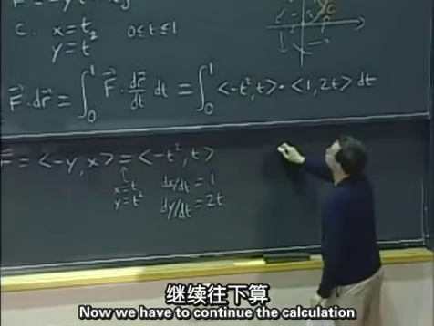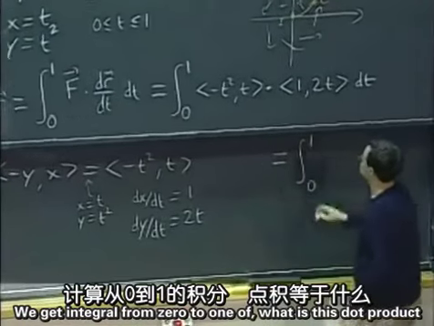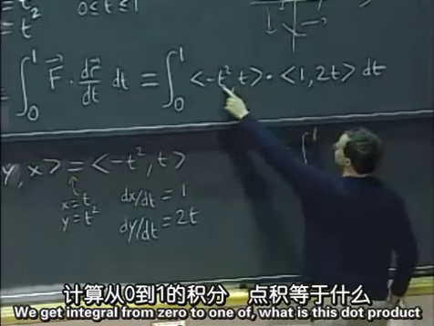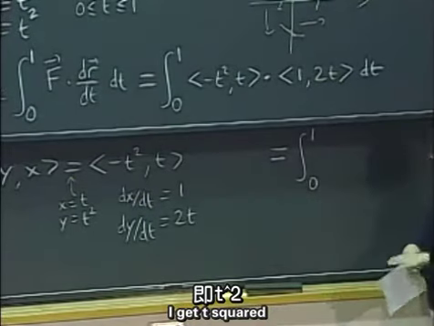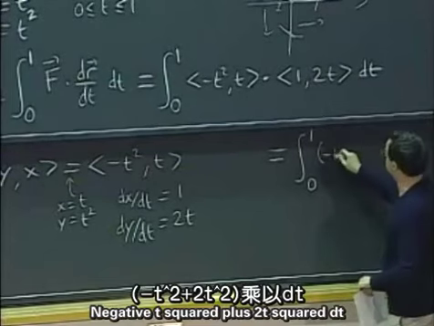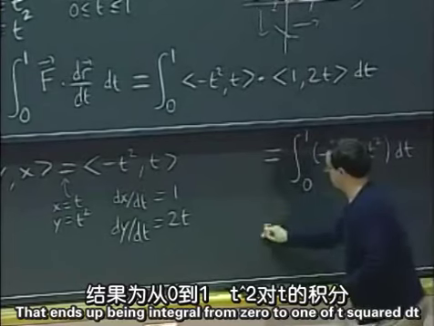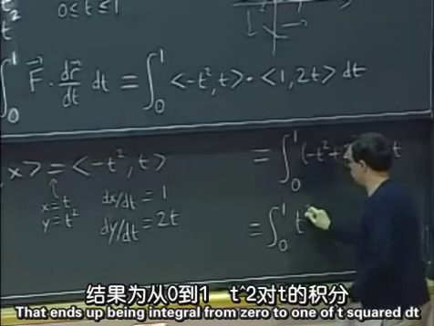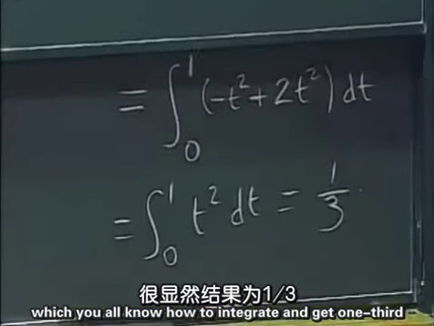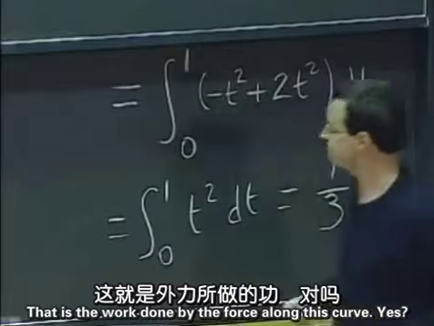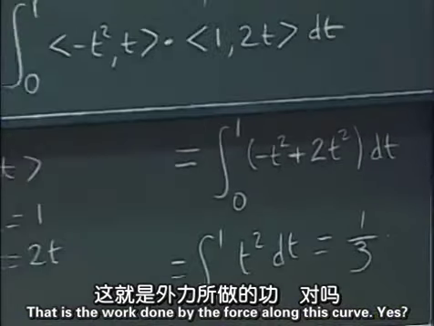So now we have to continue the calculation. We get the integral from 0 to 1 of, what is this dot product? Well, it's negative t squared plus 2t squared, which gives t squared. Negative t squared plus 2t squared dt. That ends up being the integral from 0 to 1 of t squared dt, which you all know how to integrate and get 1/3. So that's the work done by the force along this curve.